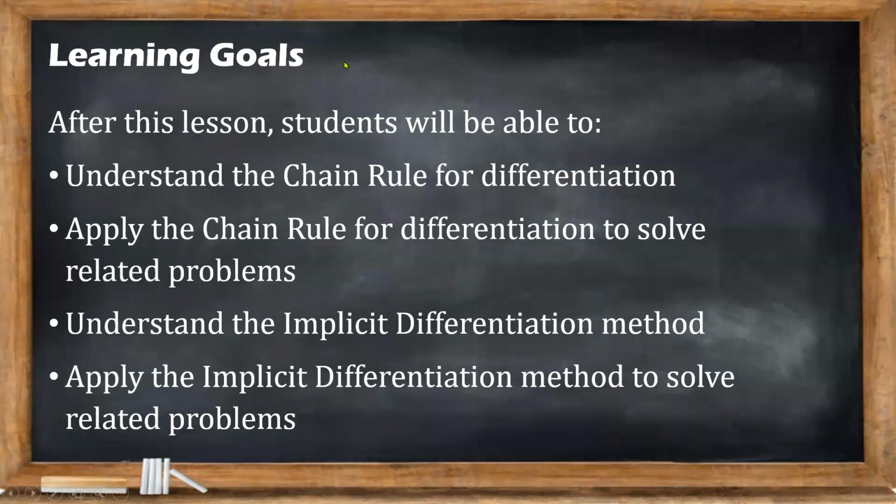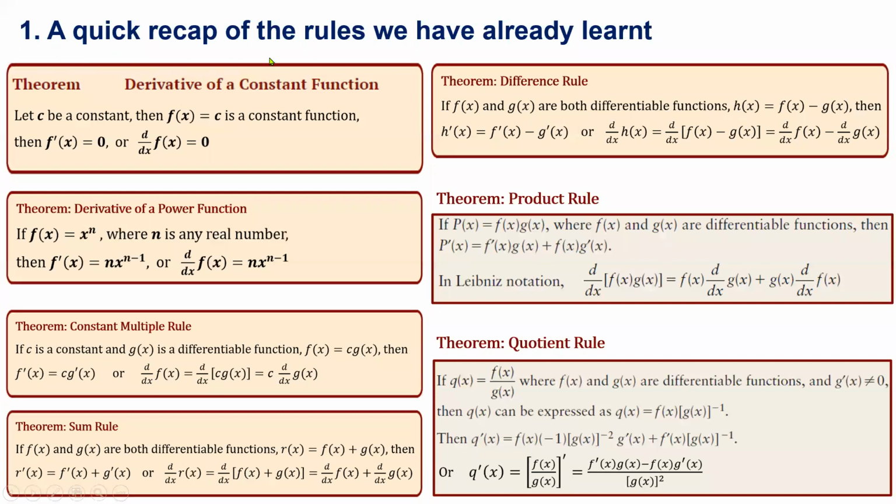Okay, before we proceed to today's lesson, first let's give it a quick recap of the rules we have already learned regarding the derivative of a function. So first of all, we have learned the derivative of a constant function, which means the derivative of a constant function is 0. Next, the derivative of a power function, f(x) equals x to the power of n, where n is any real number. The derivative of this function is n times x to the power of n minus 1.